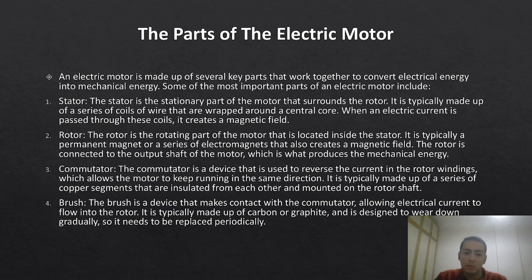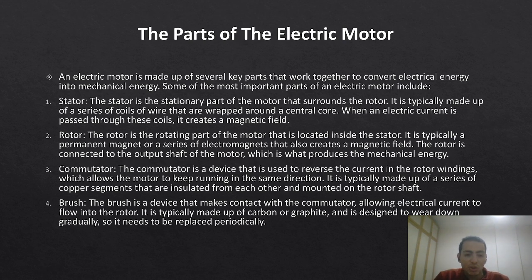Commutator. The commutator is a device that is used to reverse the current in the rotor windings, which allows the motor to keep running in the same direction. As I mentioned before, it's typically made up of a series of copper segments that are insulated from each other and mounted on the rotor shaft.